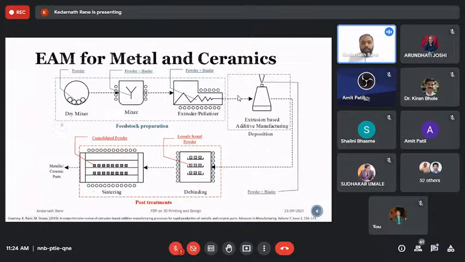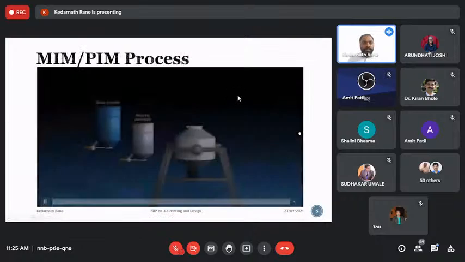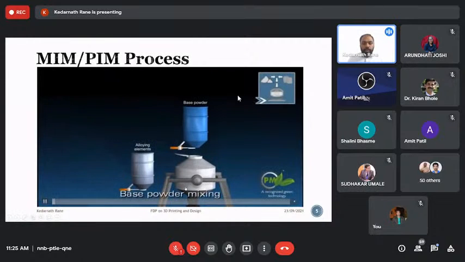So now I'm giving a brief introduction to this EAM process, but as I told you in the outline slide, we are using these steps which are derived from a process called powder injection molding or metal injection molding. Before jumping to this process, we need to look at some fundamentals behind these process steps. Excluding this deposition step, all other steps are common in the metal injection molding and powder injection molding process. So let's see how it works.